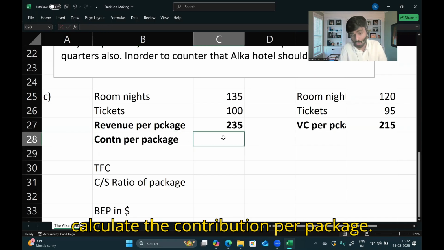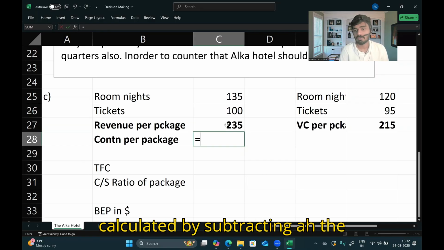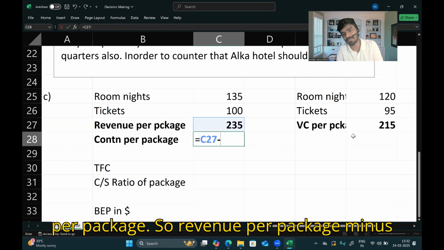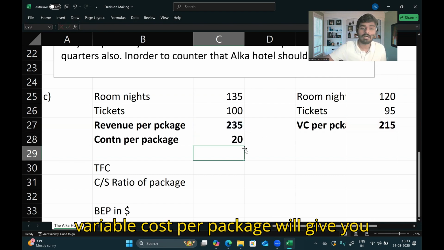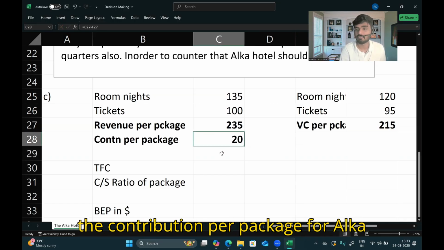Contribution per package. How to calculate the contribution per package? Contribution per package can be calculated by subtracting the variable cost per package from revenue per package. So revenue per package minus variable cost per package will give you contribution per package. So this will be the contribution per package for Alka Hotel.